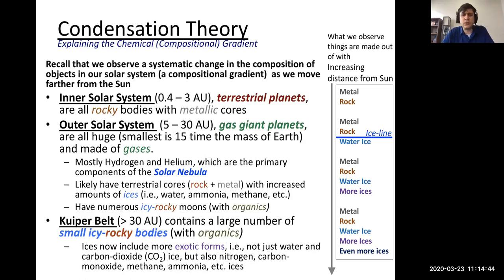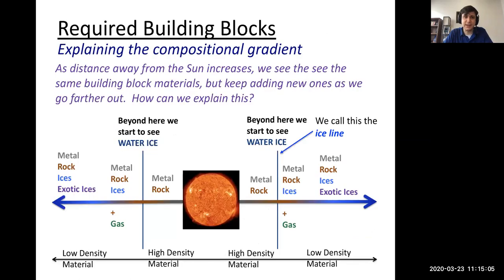And these are going to have a whole slew of interesting ices that we don't normally see on Earth. Super cold temperature ices, our carbon monoxide ices, our ammonia ices, methane ices, nitrogen ices, things like that. So notice that as we move further and further out, we get colder and colder temperature materials. This is explained by condensation theory.